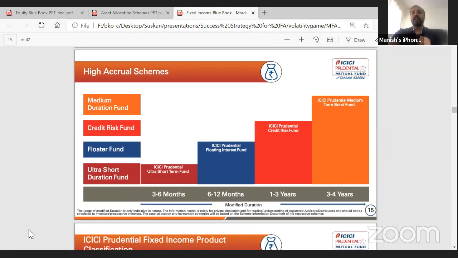Then if an investor has a 1 to 3 year kind of horizon, the ideal product would be Credit Risk Fund, which has a maturity of almost close to 2.5 years. If investors want a slightly further horizon, let's say 3 to 4 years, we have the last category in our credit fund, which is Medium Term Bond Fund, which has an average maturity of 3.5 years. So this chart is very important: based on your investors' indicative investment horizon and the scheme's average maturity, you should be recommending accordingly.